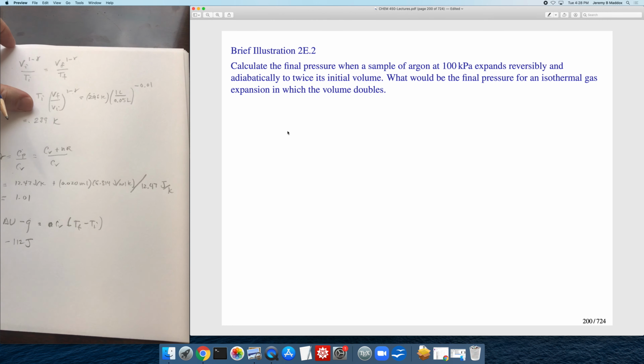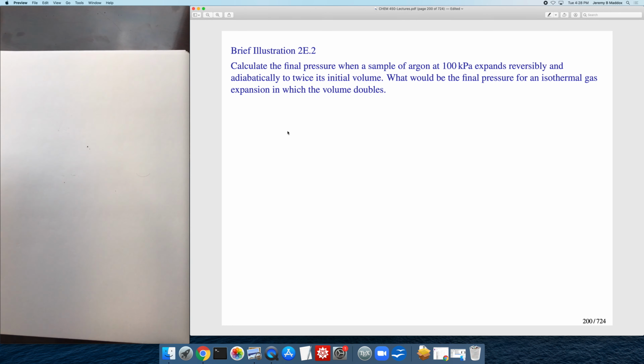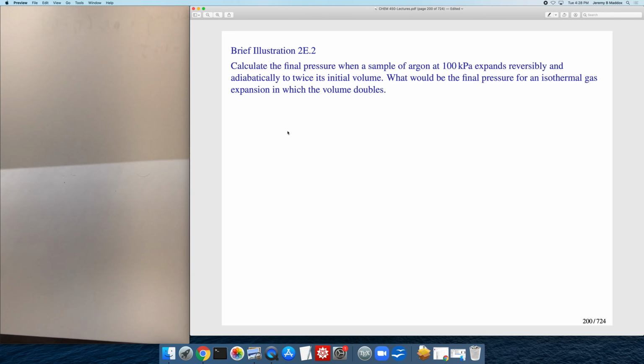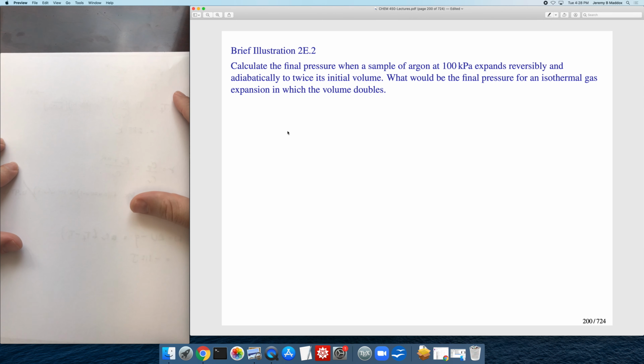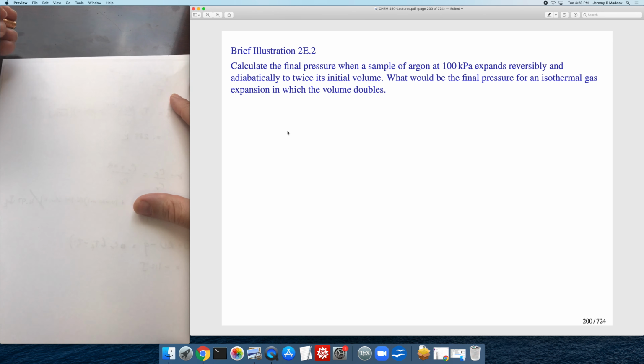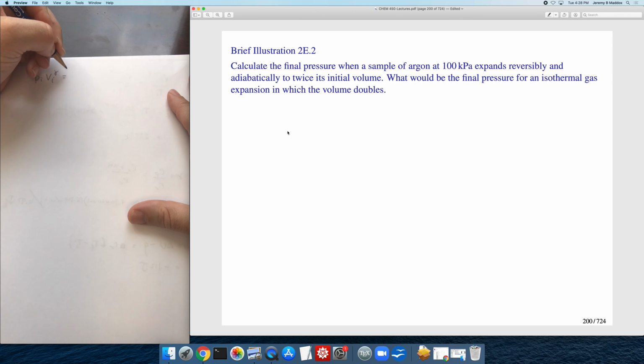In this next problem, we're being asked to calculate a final pressure when a sample of argon at 100 kilopascals expands reversibly and adiabatically to twice its volume. What would the final pressure be? And then they want us to repeat the calculation for an isothermal gas expansion. So let's just focus on the adiabatic reversible expansion first. So we are going to need to use the non-isothermal version of Boyle's law.